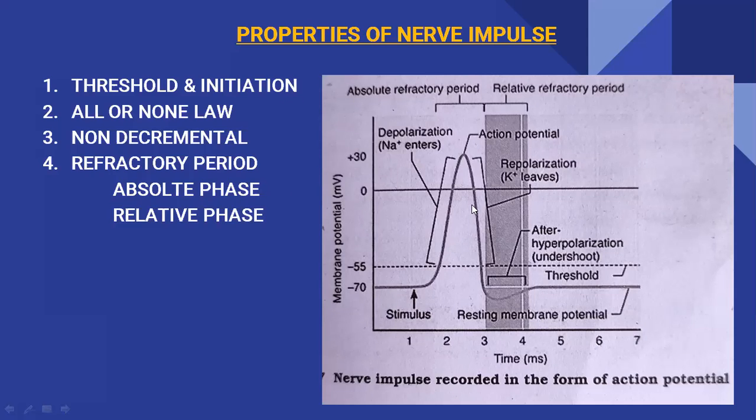generate a second action potential. In this refractory period, the first half is called the absolute phase. In this absolute phase, the neuron cannot respond to a second stimulus even if the stimulus is having high strength. Why? Because to respond, sodiums have to come out of the cell. So that's why in the absolute phase, the neuron cannot respond to the second stimulus, even though it is having a higher capacity or higher strength.